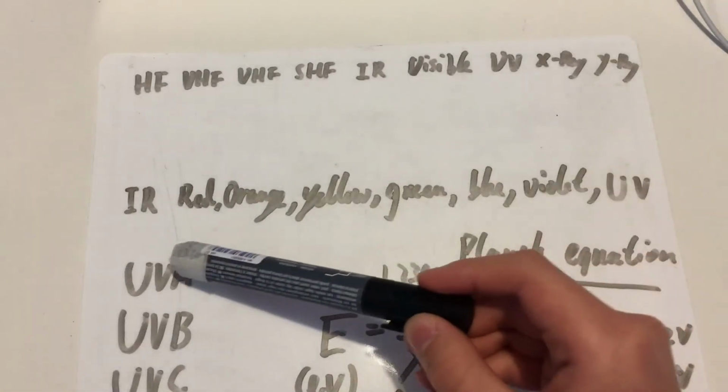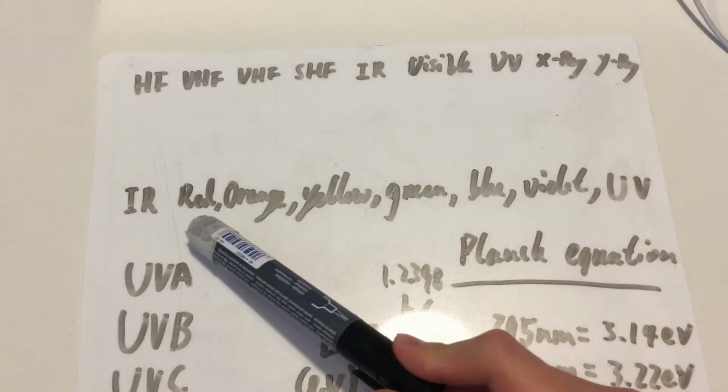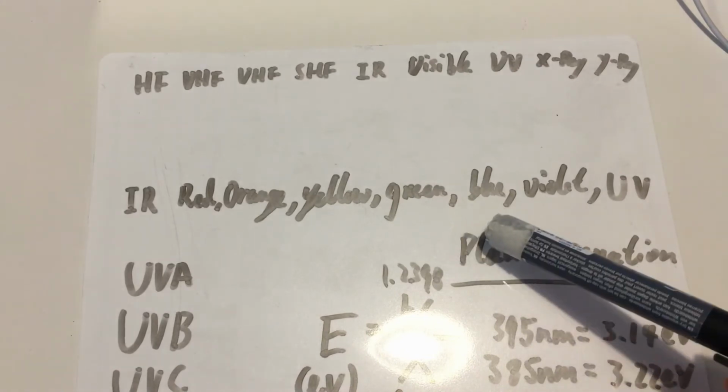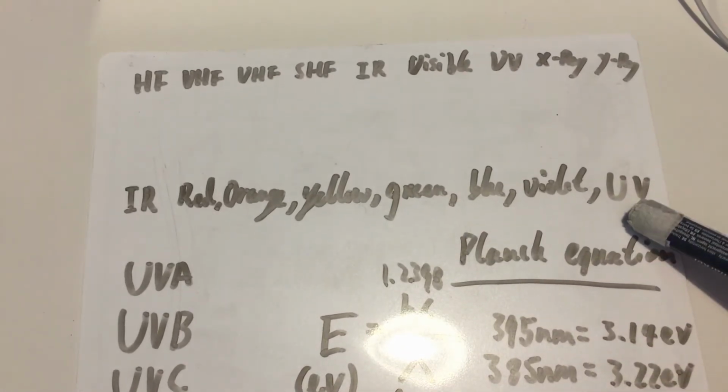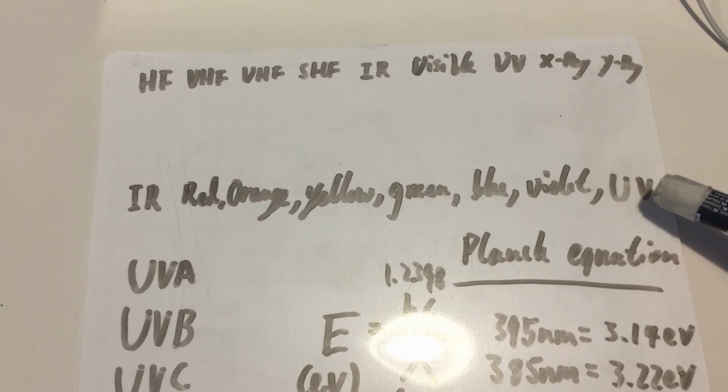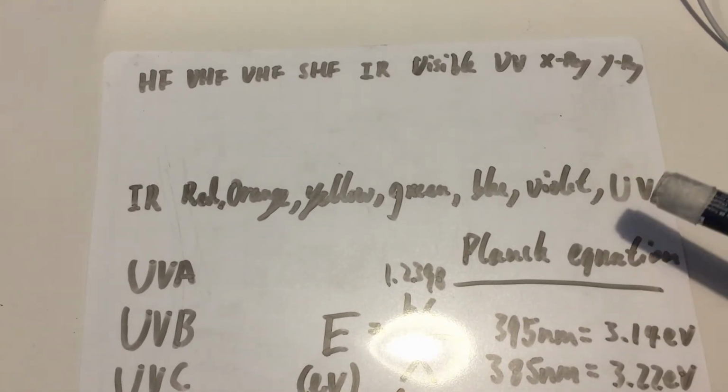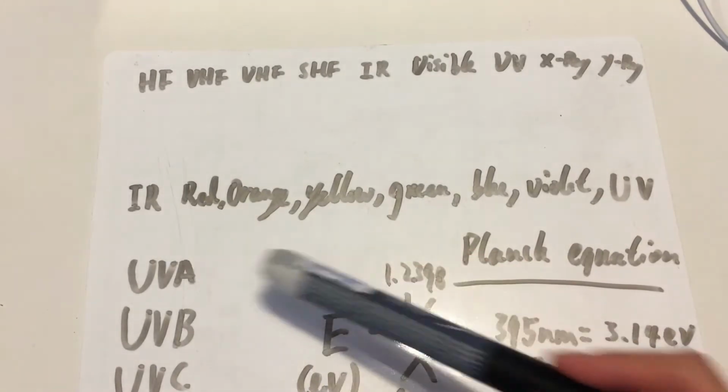Looking through the visible spectrum, you have red, orange, yellow, green, blue, violet. At the tip here you have ultraviolet. Just before we enter ultraviolet we can still see a bit of light, and the same for IR, infrared.